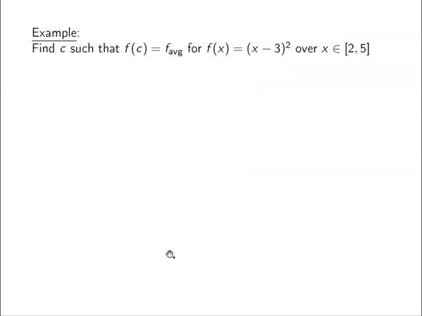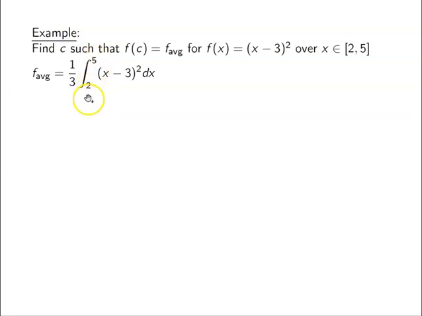Okay, so let's go ahead and run an example. Find the value c such that when I plug this into my function, I get the average value of my function, for the function (x minus 3) squared over the closed interval 2 to 5. So if I set up my function average, 5 minus 2 is 3.